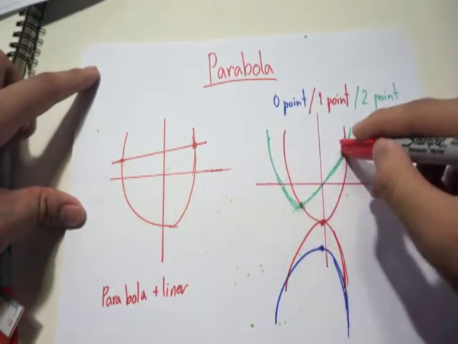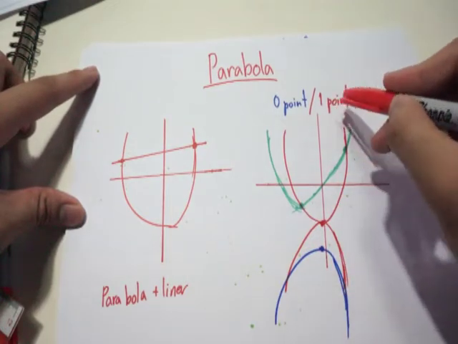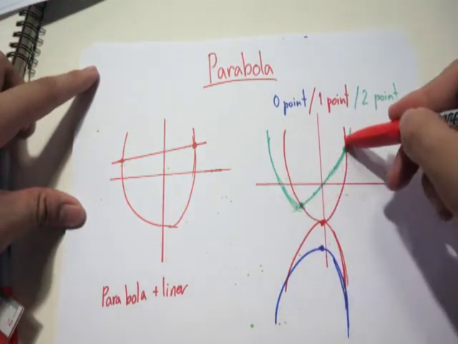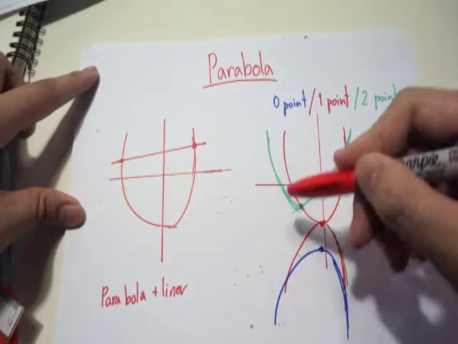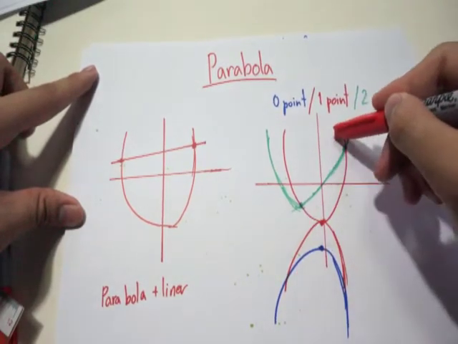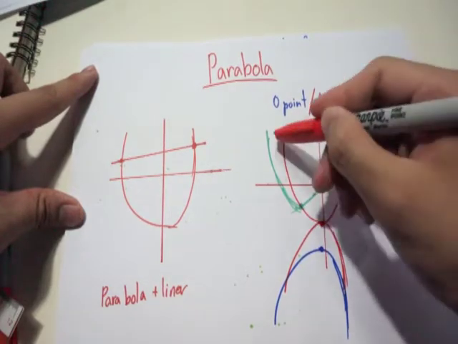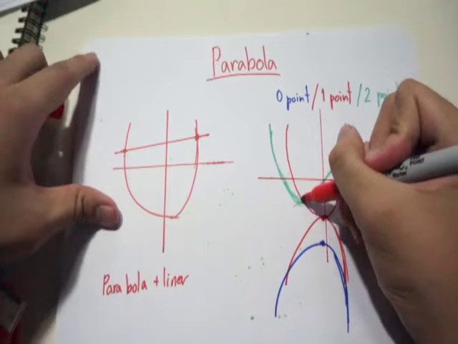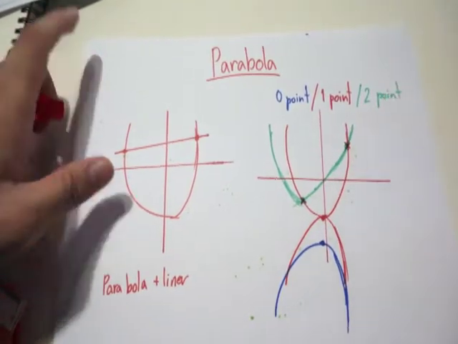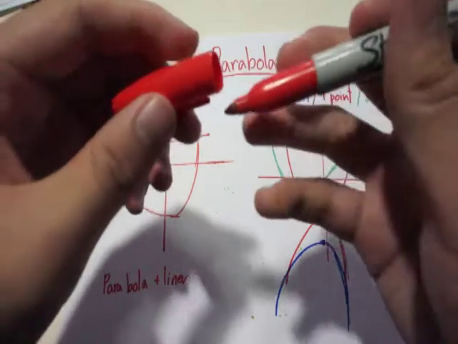One is on the condition that it will never meet. Two is 1 point, it could meet something like this. Like this. And finally, 2 points, which is something like this. And you can see that the 2 points will meet somewhere around this and this. We're gonna talk about the parabola with linear first.